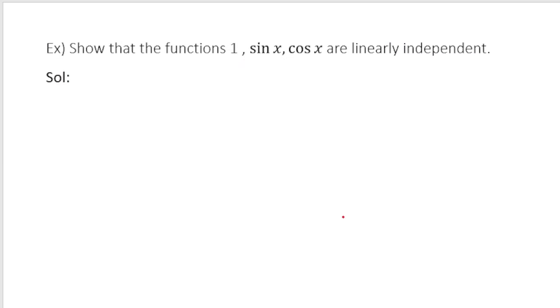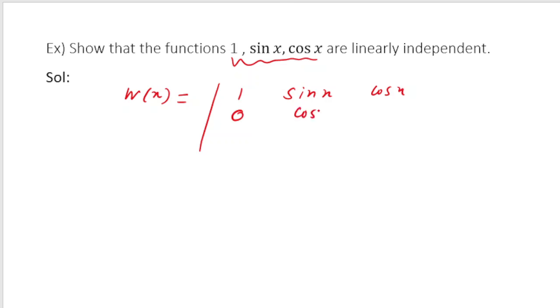Suppose we have to show that these functions are linearly independent, and here they have not specified any interval. So how to check that? I am going to calculate the Wronskian. There are three functions, so I will get a 3 cross 3 determinant. So I write 1, sin x and cos x, and then I differentiate it. So I will write 0, the derivative of sin is cos x, cos will give me minus sin x, and then I differentiate it again.